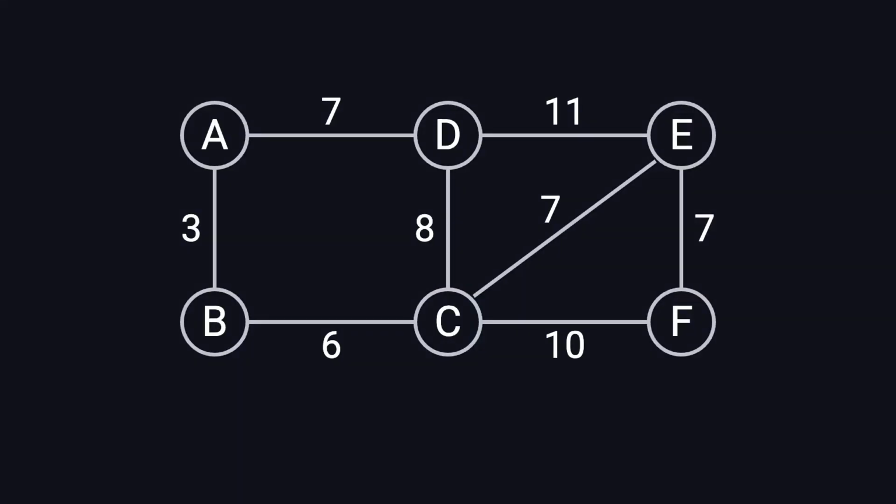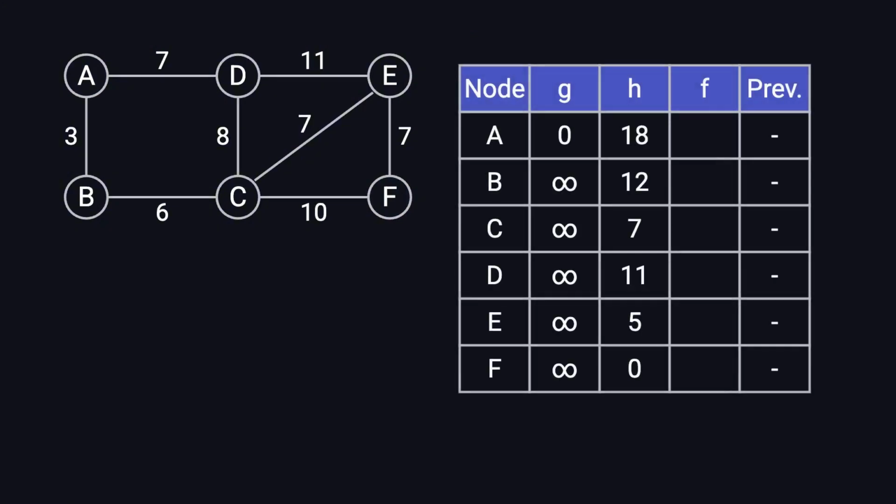Now let's walk through an example step by step, using the graph you see on the screen. Our goal is to find the shortest path from the starting point A to the destination node F. First, we'll set up a table that tracks 5 pieces of information. The first column lists all the nodes in the graph. The second column is the G value, which represents the shortest known distance from the start node A to each node. At the beginning, the G value for A is 0, and all the others are set to infinity, meaning we haven't found any paths to them yet.